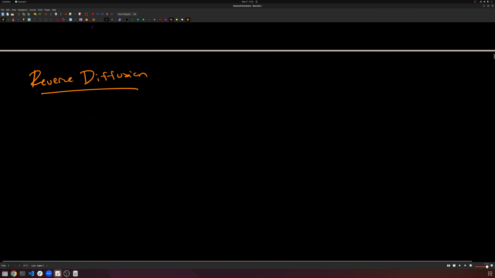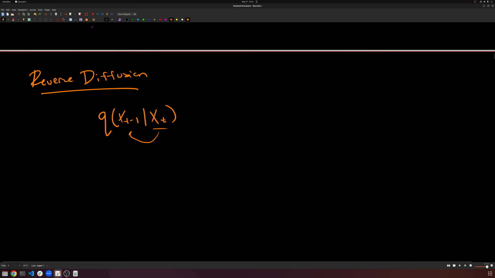The way we write this will be q of xt minus 1 given xt, because we're given xt and we want to move back to xt minus 1. That's the key idea. The problem is this is actually not a tractable problem, because if we write this out, there's something still missing, and that's x0. Where's the original data, x0? Well, it's not here because it's been hidden away.